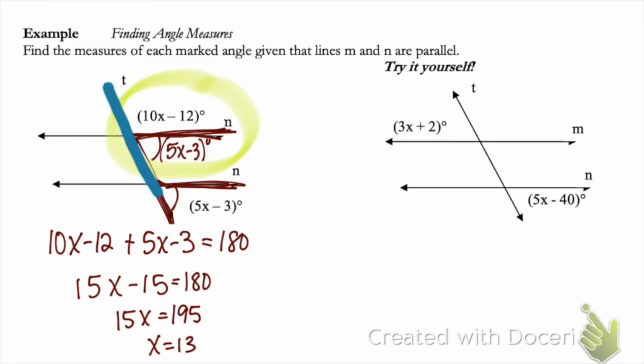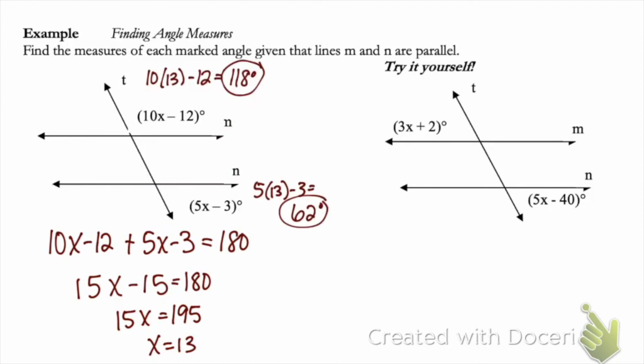Now be careful here. X equals 13 is not my final answer because I don't want to know what x is. What I want is to find the measure of each angle. So I need to plug 13 back in to get my two angle measures. In the end, I get 118 degrees and 62 degrees.